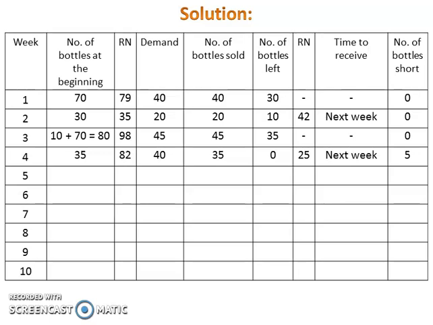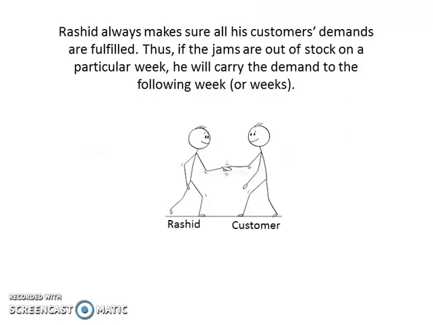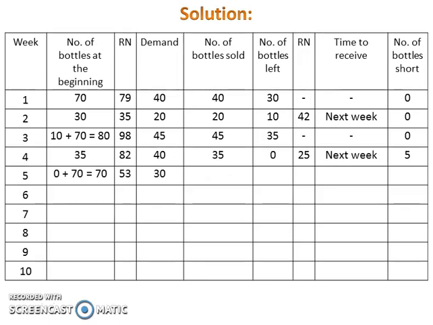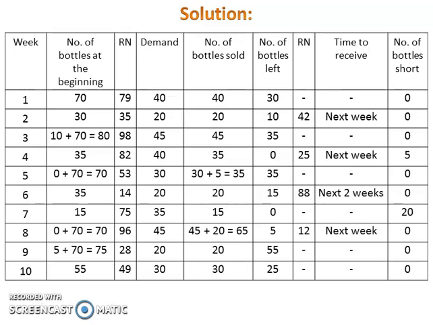On week 5, we begin with 70 bottles of gems, and random number for demand is 53. Demand for week 5 is 30. Rashid always makes sure all his customers' demands are fulfilled. Thus, if the gems are out of stock on a particular week, he will carry the demand to the following week or weeks. Since there are 5 bottles short on week 4, we carry it to week 5, and thus number of bottles of gems sold on week 5 is 35. Thus, number of bottles of gems left is 35. Since there are 35 bottles left, we don't need to order. There is no shortage, so number of bottles of gems short is 0. Continue the simulation until week 10.